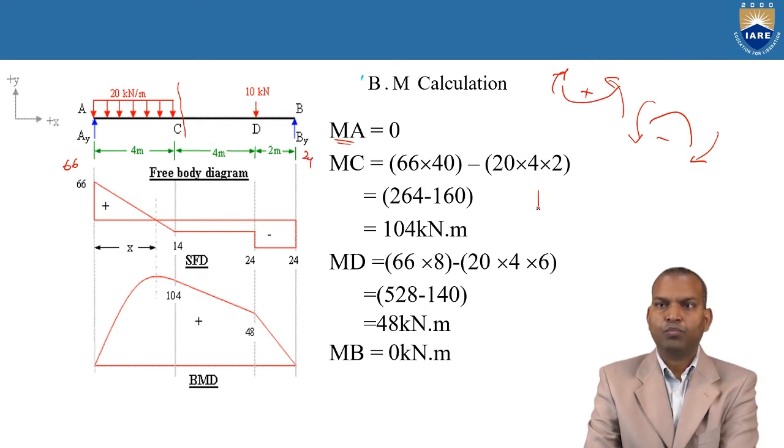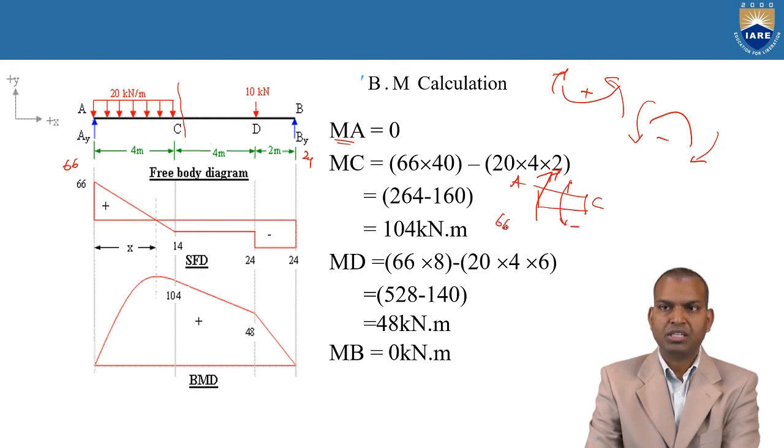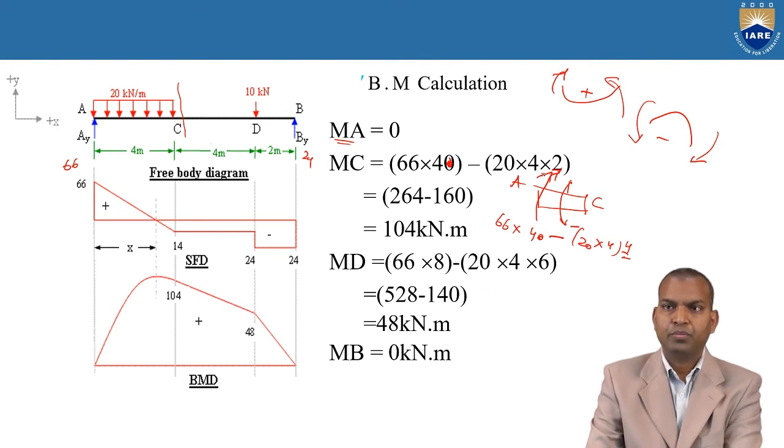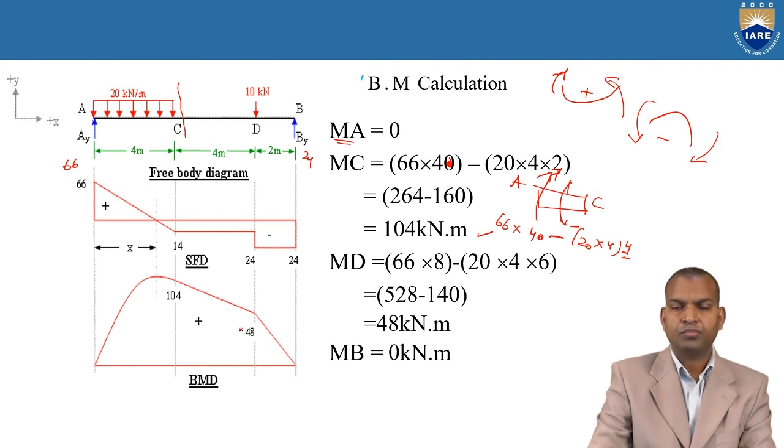If you consider the portion from A to C, at point A this RA is acting upwards, positive. What about C? This UDL is acting downwards, negative. That means 66 into 4 meters minus the UDL, which should be converted into a concentrated load. That's 20 into 4 is the concentrated load. What is the distance up to point C? This concentrated load is acting at 4 by 2, which is 2. Then 20 into 4 into 2. That is 104 kilonewton meter positive.